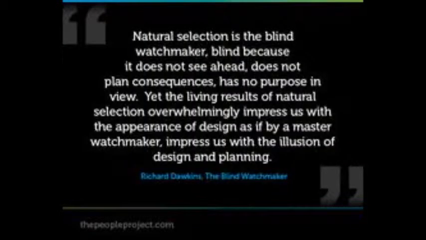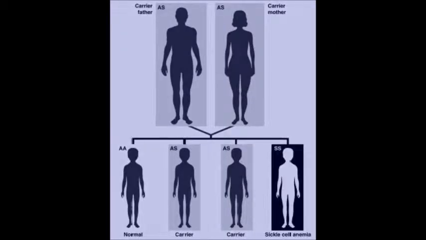Oftentimes, natural selection doesn't favor an ideal trait in a particular environment. More often than not, natural selection favors a trait that's just good enough to get by. And sickle cell is a good example of that, because if you're living in a malarial environment, you are more likely to survive to reproduce if you are a carrier for sickle cell. But if we draw the Punnett square and look at what happens when two people who are carriers for sickle cell mate, we'll notice something important.